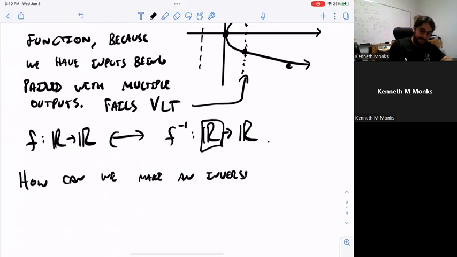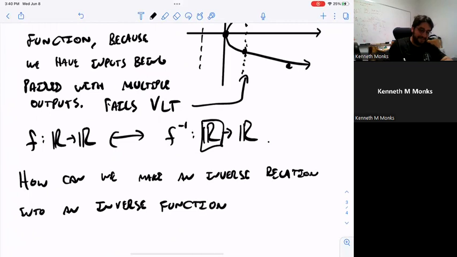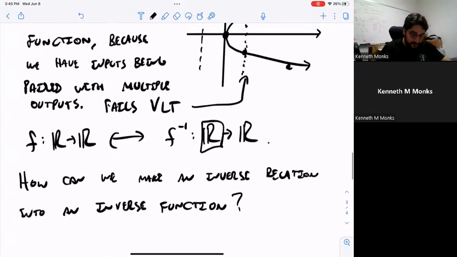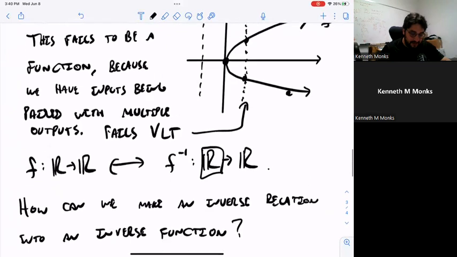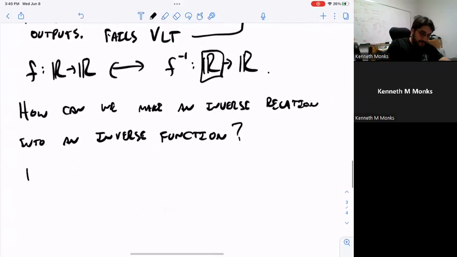How can we make an inverse relation into an inverse function? We would love to have, whenever possible, our inverse relations actually be inverse functions, because we work with functions all the time in mathematics. It's extremely helpful if we have functions and not just relations. So there are kind of two things that we need to do in order to fix it.